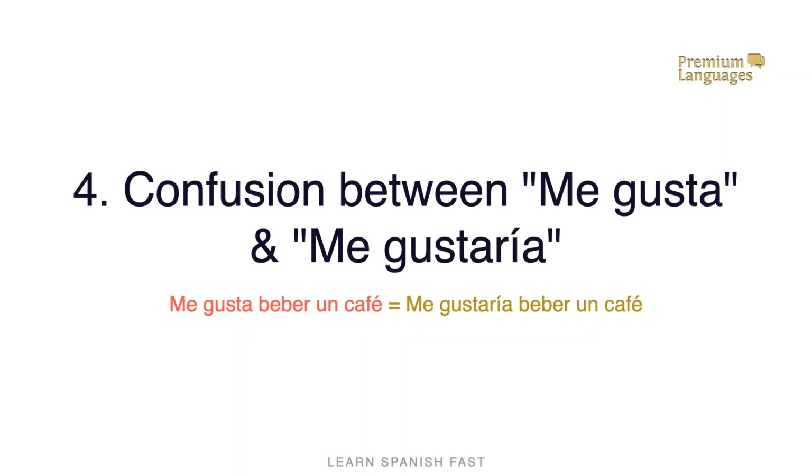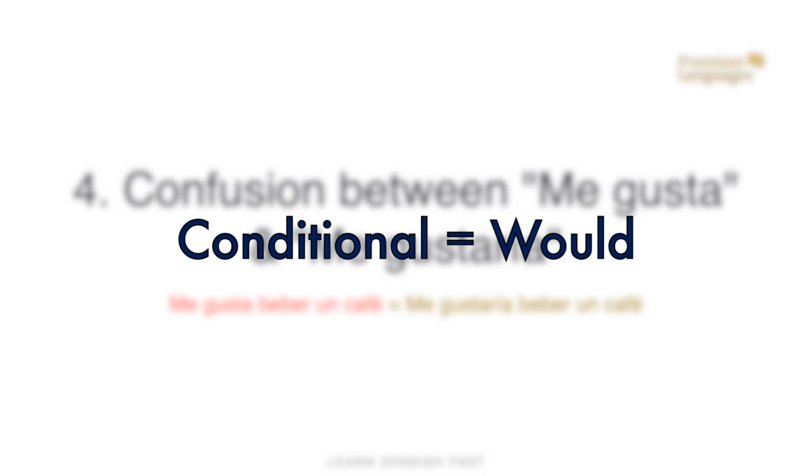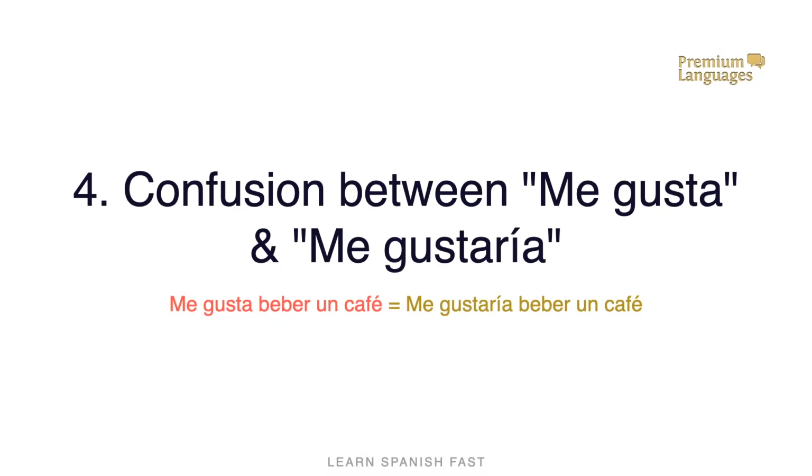Number 4, when expressing a wish, we use the conditional form "me gustaría" rather than the statement "me gusta." For instance, in the example "me gusta beber un café," what we want to say is I would like to drink a coffee, but instead we say I like to drink a coffee. To form the conditional, we just use "me gustaría beber un café." This is something that we did not study in this course, the conditional verbs, but it is so common that a lot of students use it wrong.